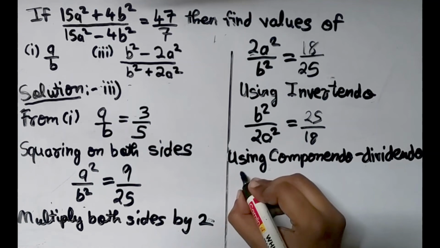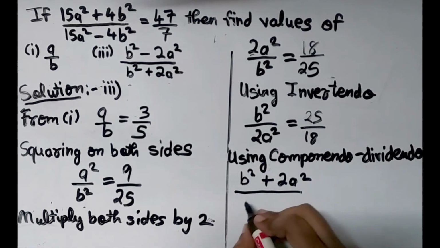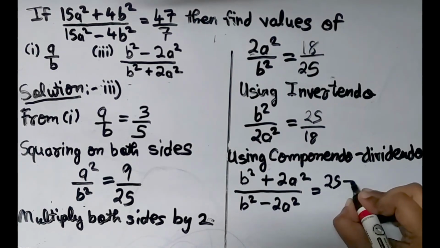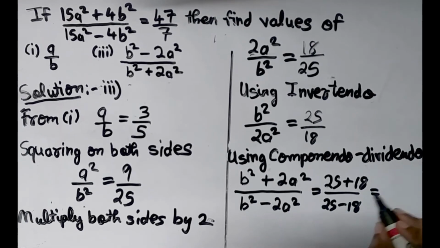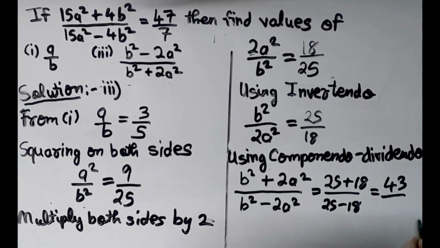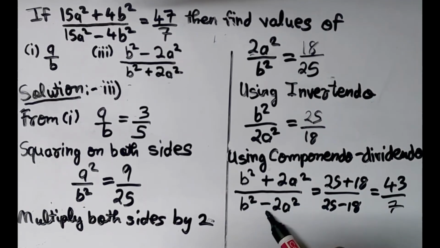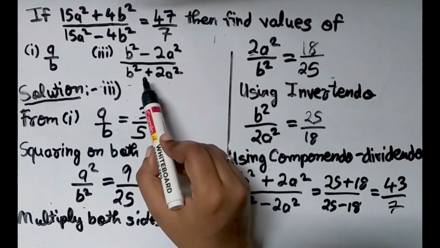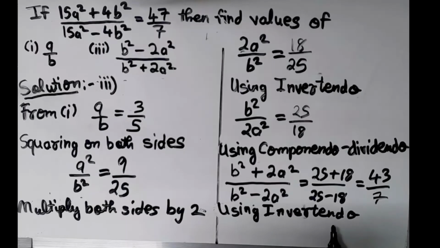So what we will get, b square plus 2a square upon b square minus 2a square, which is equal to 25 plus 18 upon 25 minus 18. 25 plus 18 will be 43 upon 25 minus 18 will be 7. This is what we got for this value. Now here plus is there in the numerator and minus is there in the denominator. But here we have minus in the numerator and plus in the denominator. So we will use invertendo for this. Then we will get this answer.